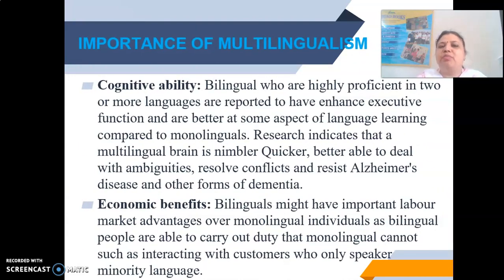Now our next topic is importance of multilingualism. Why is multilingualism so important? First is cognitive ability. Bilinguals who are highly proficient in two or more languages are reported to have enhanced executive function and are better at some aspects of language learning compared to monolinguals. Research indicates that a multilingual brain is nimbler, quicker, better able to deal with ambiguities, resolve conflicts, and resist Alzheimer's disease and other forms of dementia.